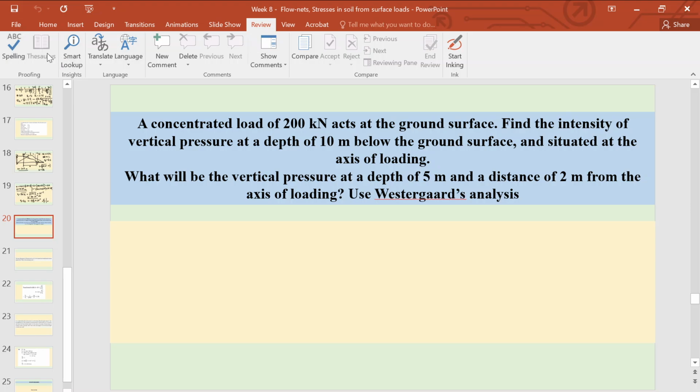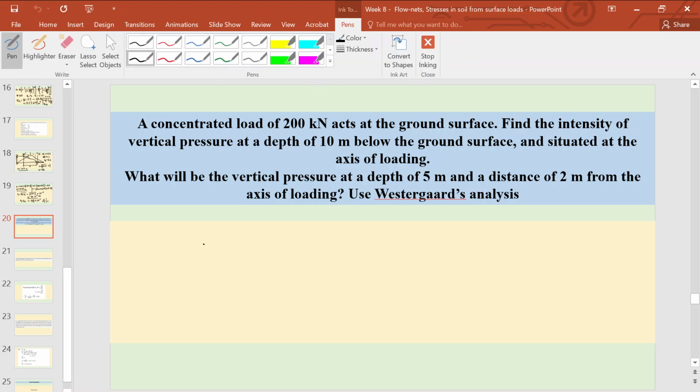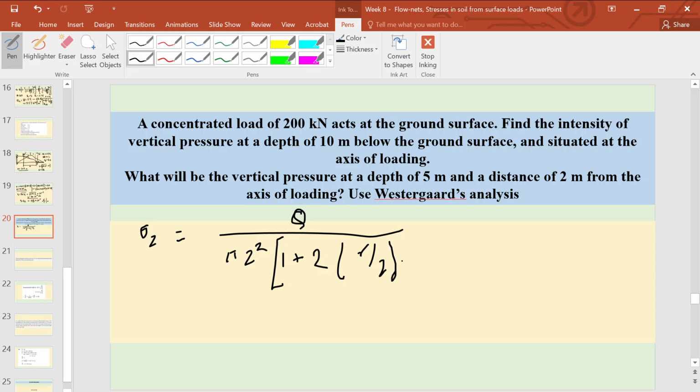What was the formula I have used? Just tell me fast. It is sigma z equals q divided by pi z square, into 1 plus 2 r by z whole square, whole to the power. Sir, can you share the screen? Okay, fine. Is the screen being shared? Can you see the screen now? Yes, sir.